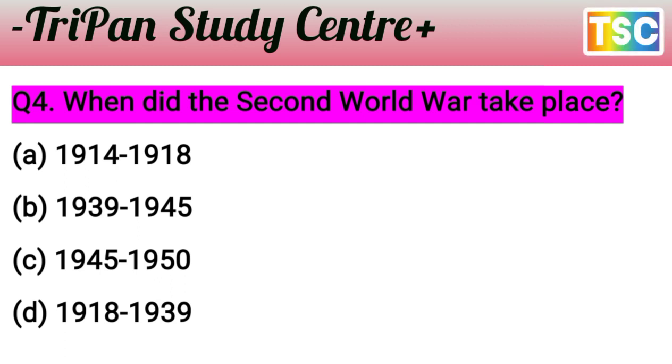1914 to 1918 is the First World War period. And 1945 to 1950 is not any war here. And 1918 to 1939, there is no war here. D is eliminated, C is eliminated, A is eliminated. The Second World War took place from 1939 to 1945. That's important for the exam, this question here.